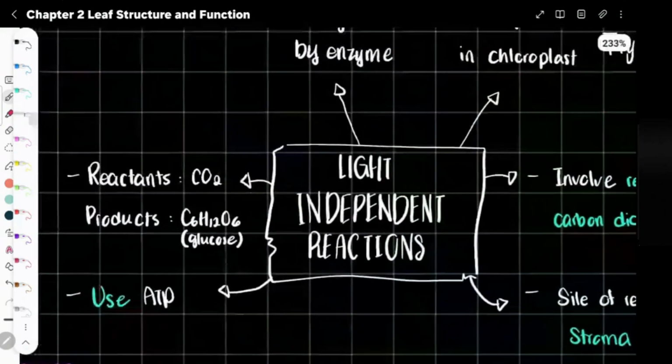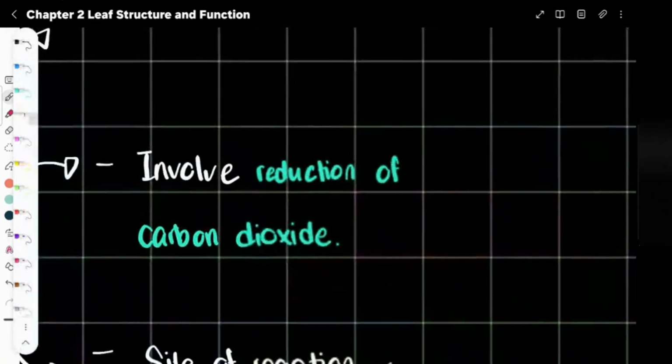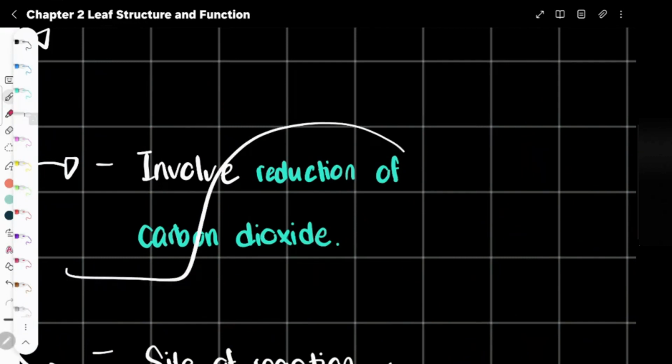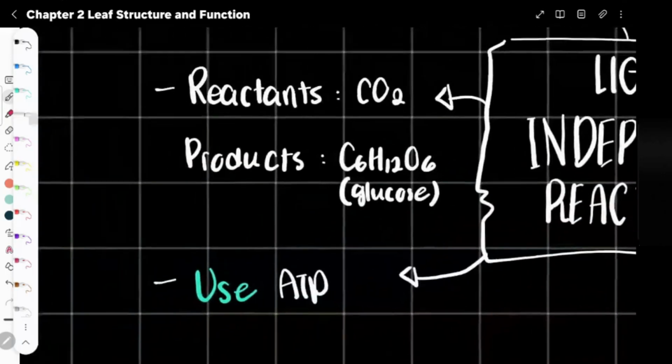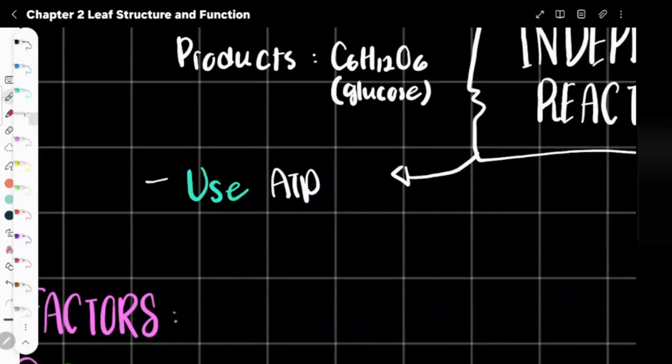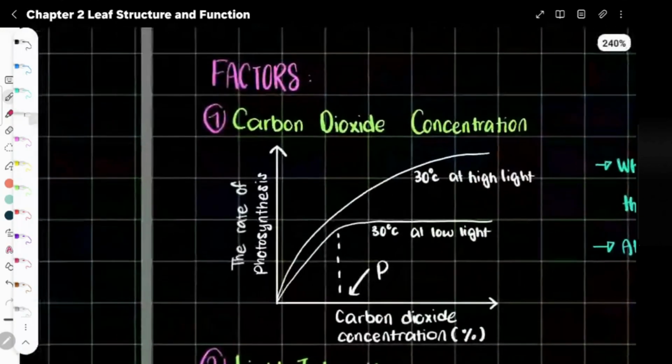Now they involve a reduction of carbon dioxide for the light independent reaction. What is the reduction of carbon dioxide? I also don't know. But all you need to know, this one here is not that important based on what I know, right? And they use ATP. Remember, they use ATP in the stroma. Tada, very simple. Now the factors.